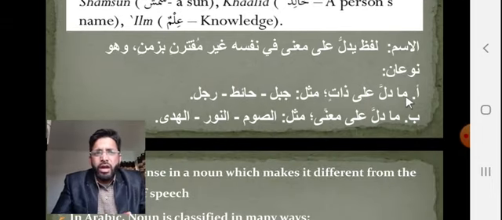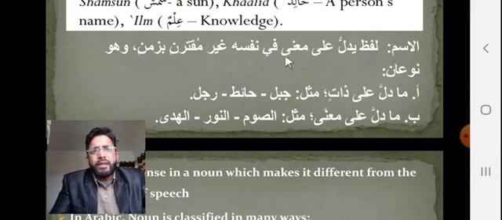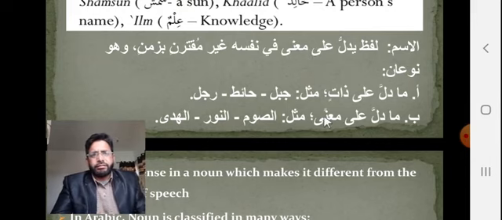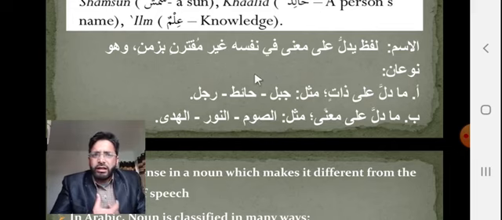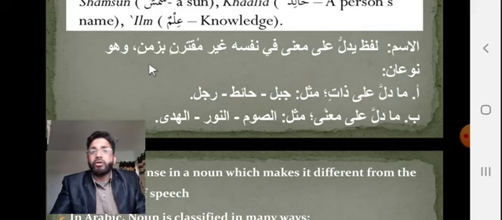You see, al ismu lafzun yadullu ala ma'na fi nafsihi, which gives some meaning in itself, غير مقترن بزمن, and that meaning is not related to any time period, any tense. وهو نوعان, and it has two kinds. Number one, ما دل على ذات, which denotes some existence. مثل, for example, جبل, mountain. حائط means a wall. رجل means a man.